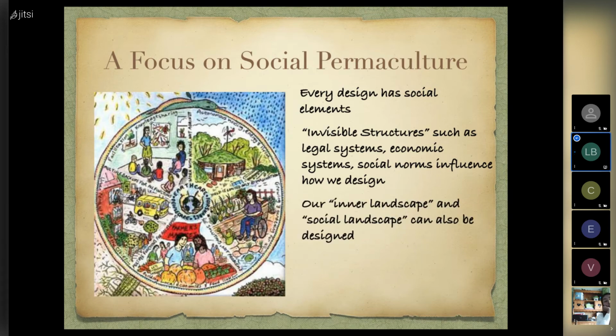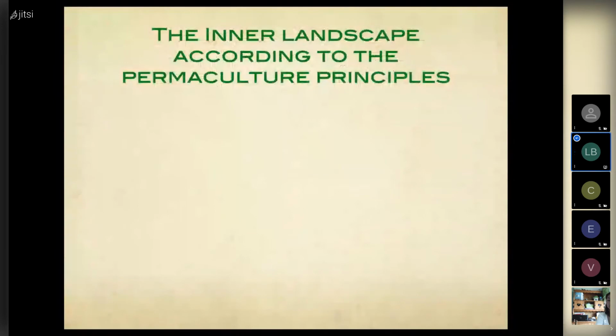And another really big piece of this is our inner landscape and the social landscape around us, and the fact that we, using permaculture principles, can actively design that. Permaculture principles can be applied socially. So if you think back to the principles that we were talking about at the beginning, like design from patterns to details, or value diversity, or make sure that you obtain a yield, all of those things can be done in a social way.